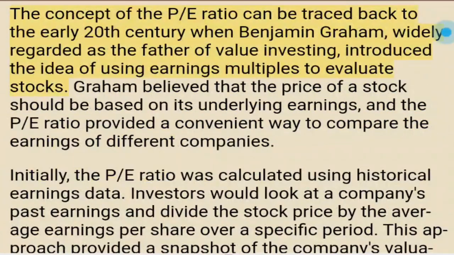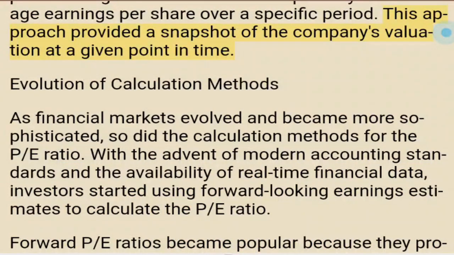Historical background. The concept of the P/E ratio can be traced back to the early 20th century when Benjamin Graham, widely regarded as the father of value investing, introduced the idea of using earnings multiples to evaluate stocks. Graham believed that the price of a stock should be based on its underlying earnings, and the P/E ratio provided a convenient way to compare the earnings of different companies. Initially, the P/E ratio was calculated using historical earnings data. Investors would look at a company's past earnings and divide the stock price by the average earnings per share over a specific period. This approach provided a snapshot of the company's valuation at a given point in time.